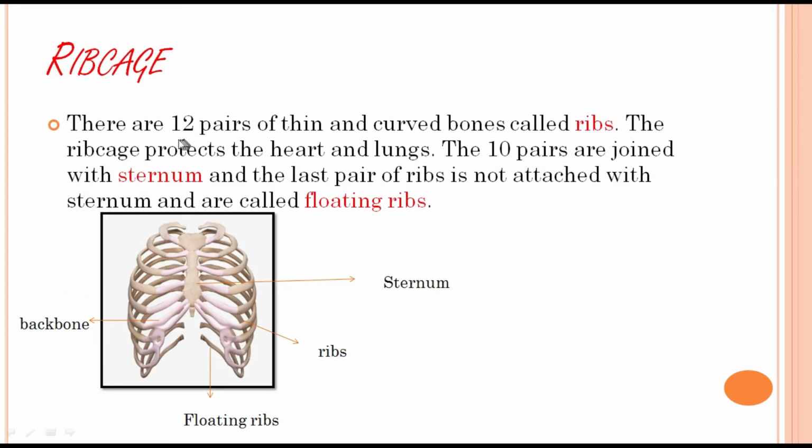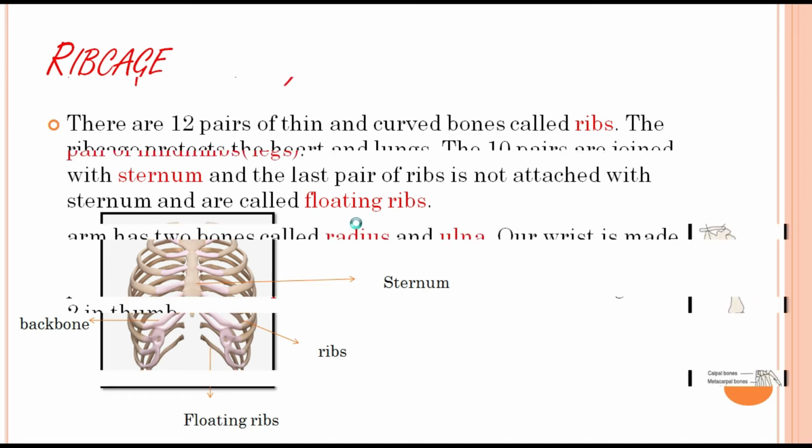The rib cage. See, this is the rib cage and it has 12 pairs of thin and curved bones which are known as ribs. Now this rib cage protects the heart and lungs. These 10 pairs are joined to this bone which is known as sternum, and these two are not joined. See, these two pairs are not joined to the sternum and they are known as the floating ribs.